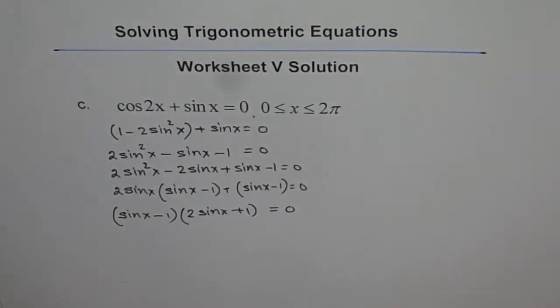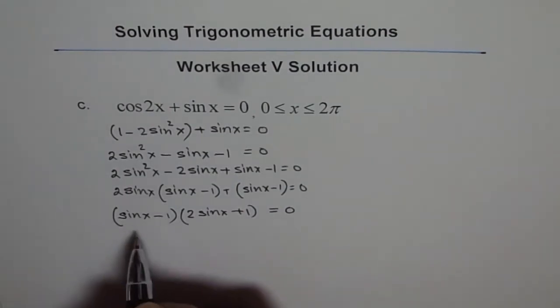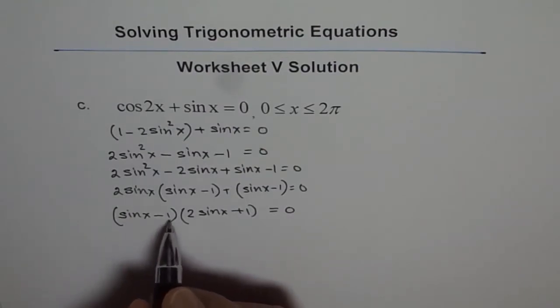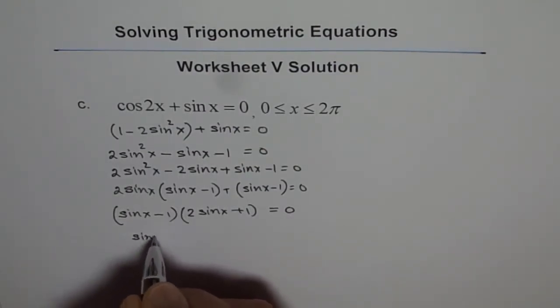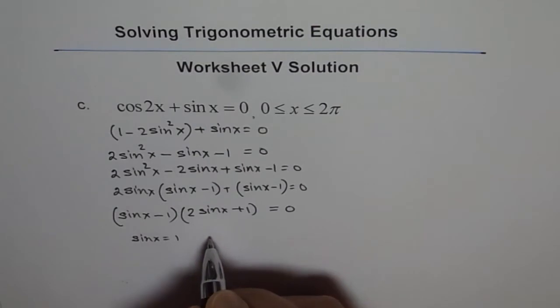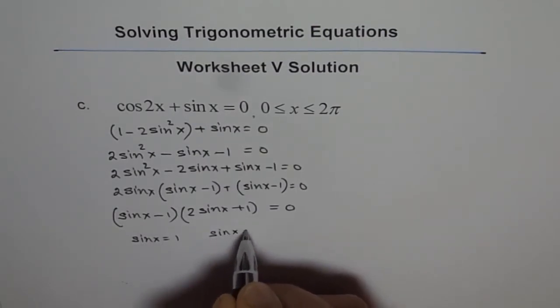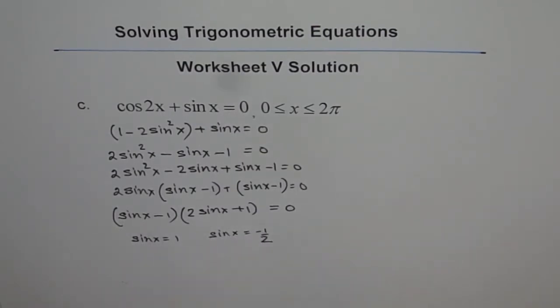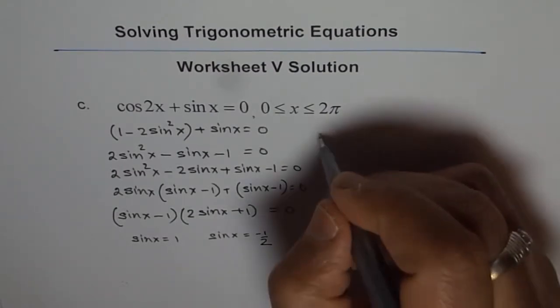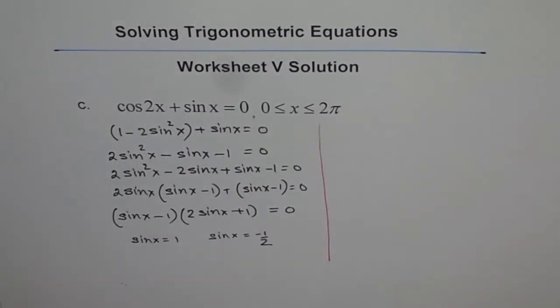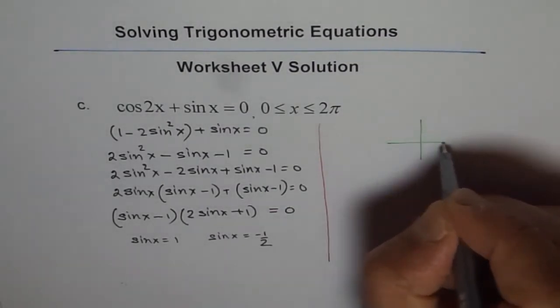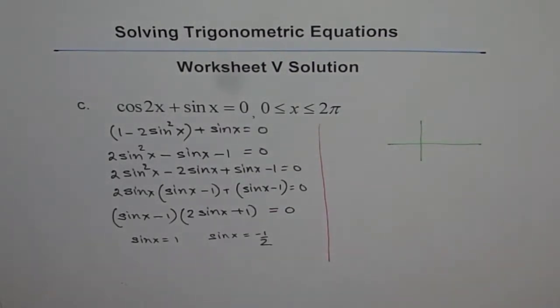Okay? Now that gives us the possibility of two different solutions, right? One is sine x equals 1, right? So this is one possible, sine x equals 1. The other one is sine x equals minus half, correct? So these are the two possible scenarios from where we can find all our answers, right? So let's figure out all possible answers for sine x equals 1 and sine x equals minus half.